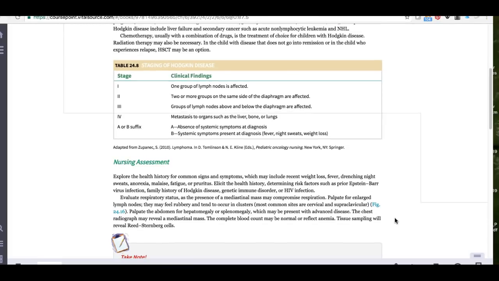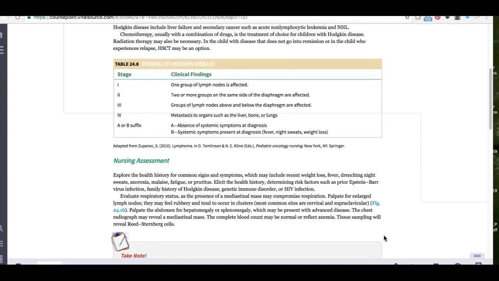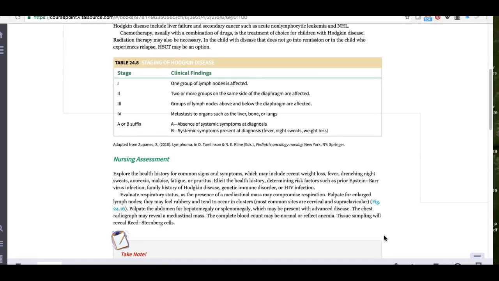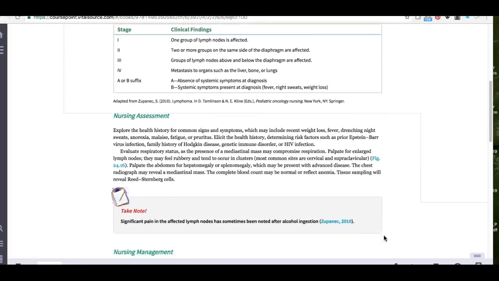All right, these are going to present pretty much the same. Tired, weight loss, night sweats, just not wanting to eat, weight loss, sometimes a viral infection a few weeks before, so a good history of present illness would be important.